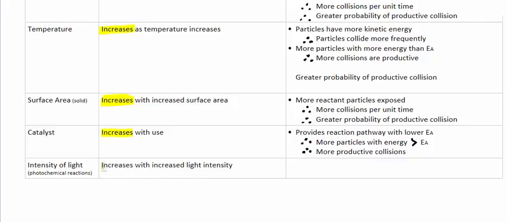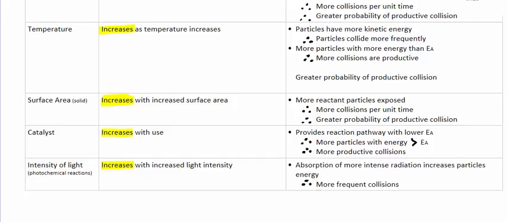Lastly, the reaction rate increases with an increased intensity of light for photochemical reactions. And this is because as the particles absorb the radiation, there are going to be more frequent collisions. And more frequent collisions mean there's a greater probability of a productive collision occurring.